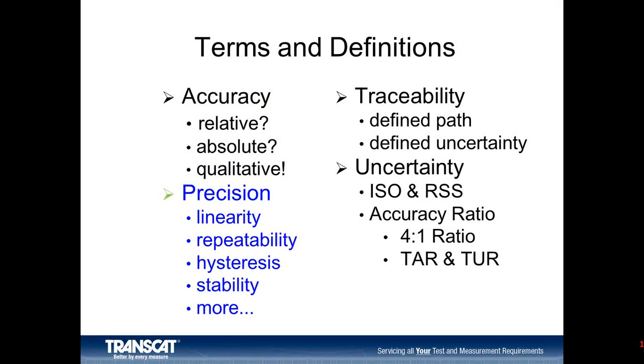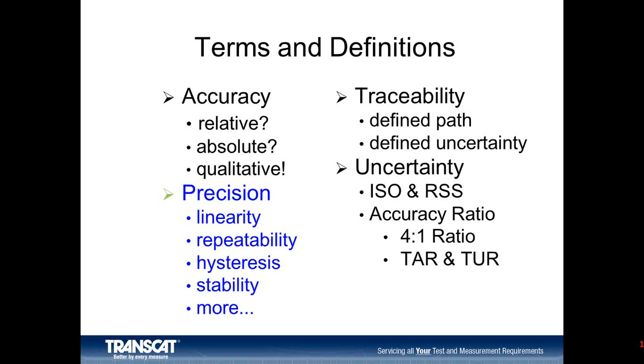So then moving on to the more technical terms that we will deal with, identifying the contributions from instrumentation and process and so forth. Precision. Some refer to this as performance. We're talking about the capabilities of an instrument or a system. More specifically, linearity, repeatability, hysteresis, temperature compensation, long-term stability, things like this.